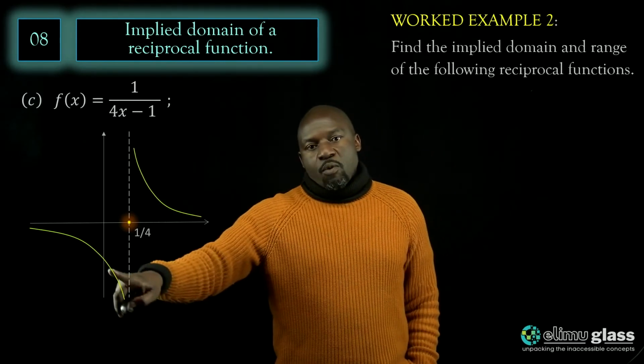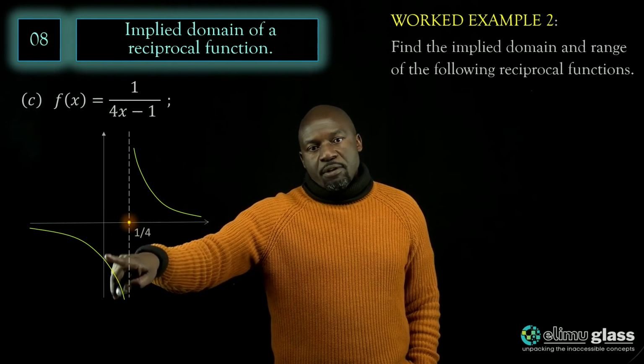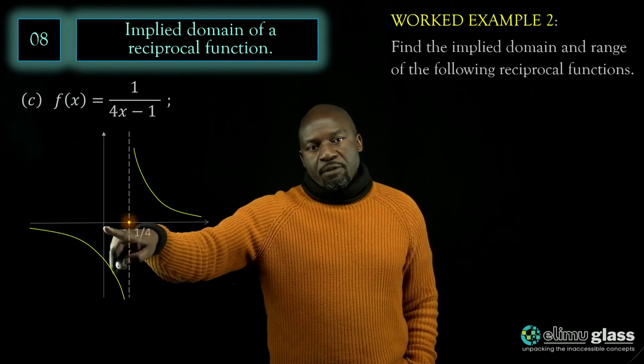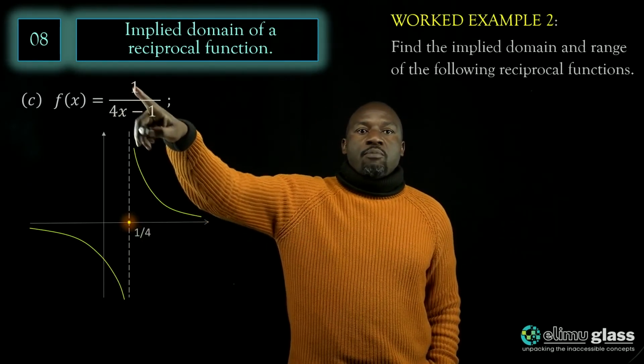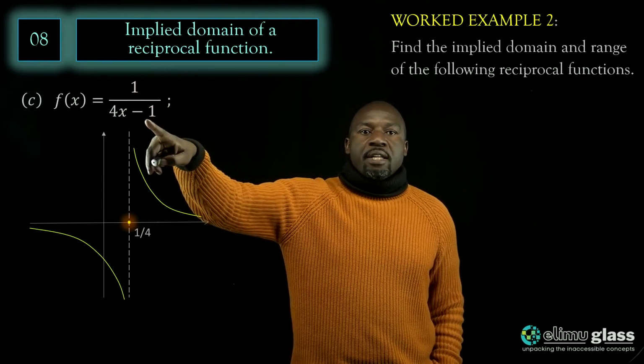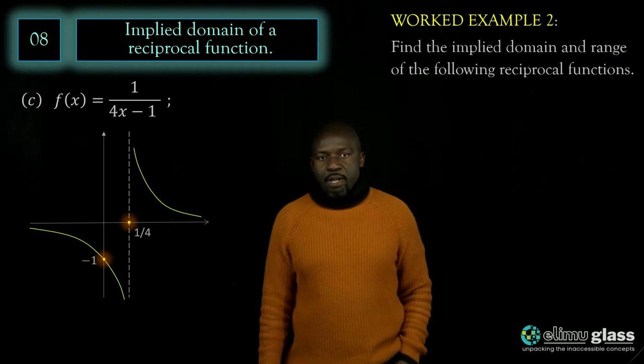We can determine the y-intercept there, right? Because x there is 0. So at the y-intercept, the value of x is 0. So we can replace 0 there, all right? And we end up with the -1. 1 divided by -1 is -1. And so the y-intercept is -1.